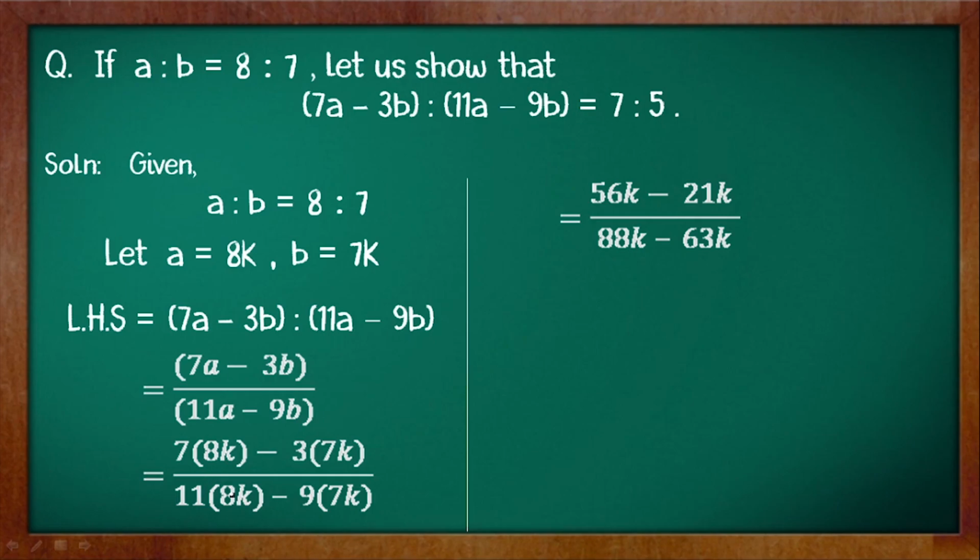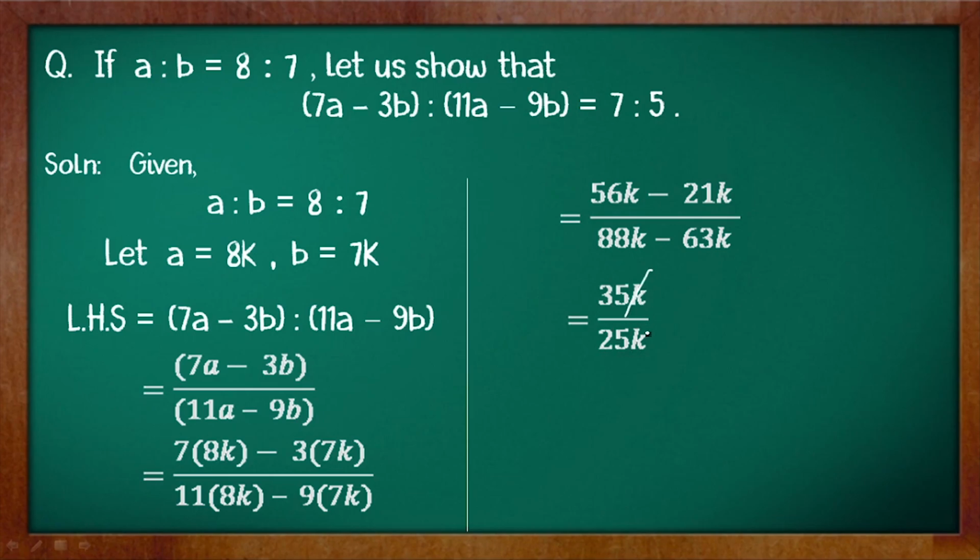Okay, 11 into 8 is 88, plus into plus. Here 9 7s are 63, minus into plus is minus. So this is what we get. Now we'll be subtracting 56k minus 21k and 88k minus 63k. So after subtraction, what we'll get is 35k divided by 25k.